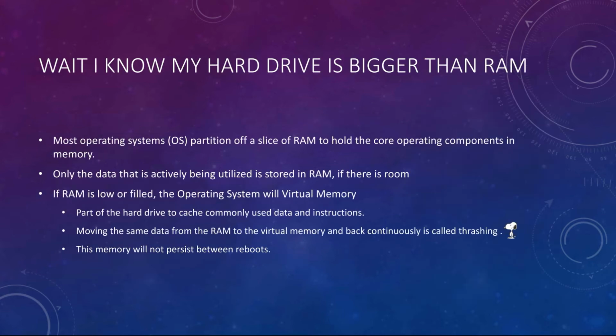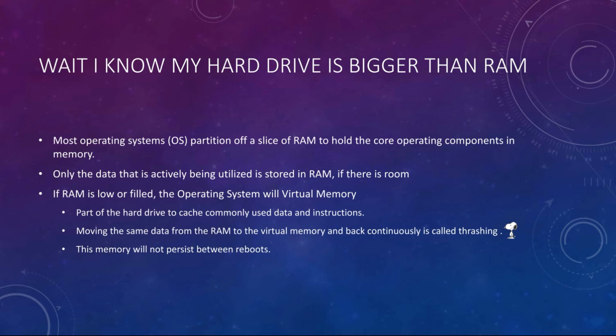So you probably already know that your hard drive is a lot bigger than the amount of memory that your RAM could hold. So how do all of these computer programs and files that are megabytes and gigabytes in size operate on your computer? Well, first of all, your operating system will partition off a slice of your RAM just to hold the base and core operating system. This is so it can properly function at all times.